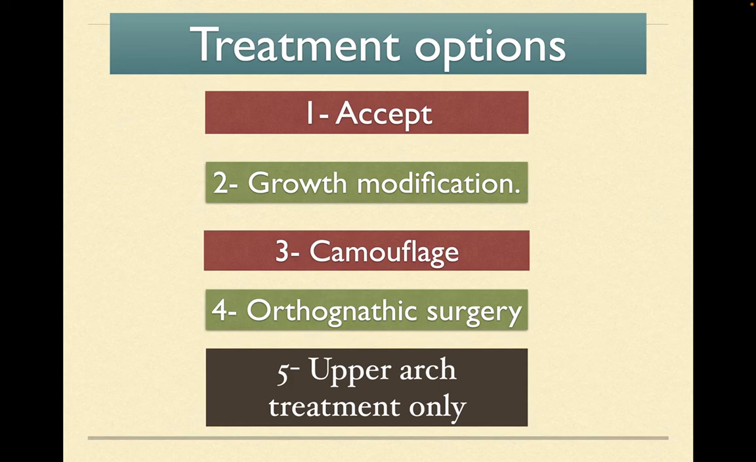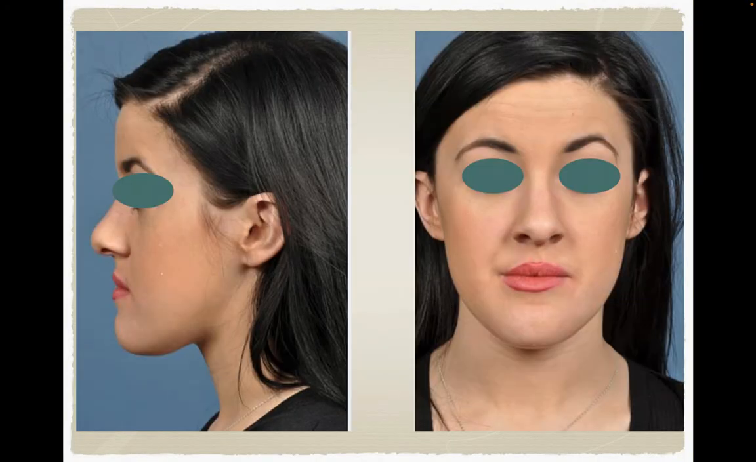And the fourth option is orthognathic surgery. When we go for orthognathic surgery, if the patient comes to the clinic and says, okay, listen, I don't like my profile, at that point, even though you can camouflage, you have to send him for surgery. This is the only option. It can correct his face.